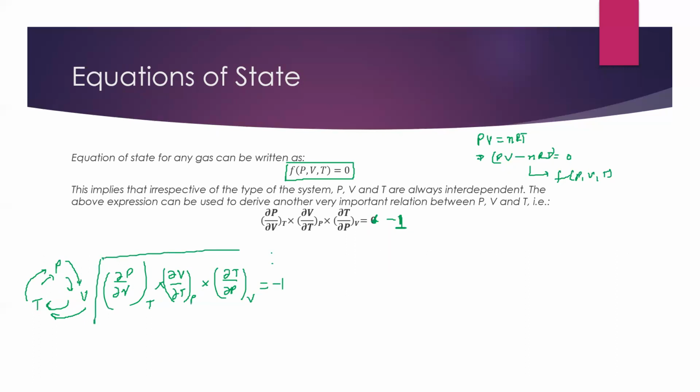So this is a very important relation that can help you further. It is going to help you further in chemical engineering thermodynamics as well. So keep this in mind: dou P by dou V at constant temperature into dou V by dou T at constant pressure into dou T by dou P at constant volume is equal to -1.